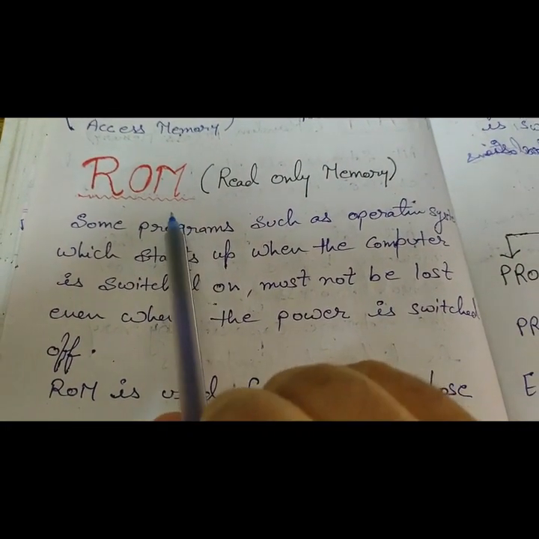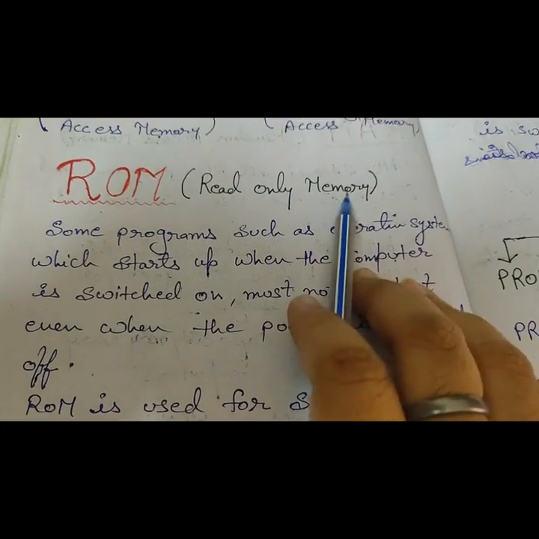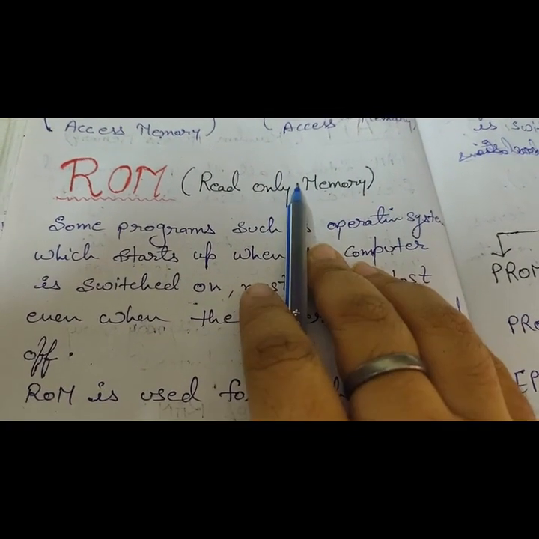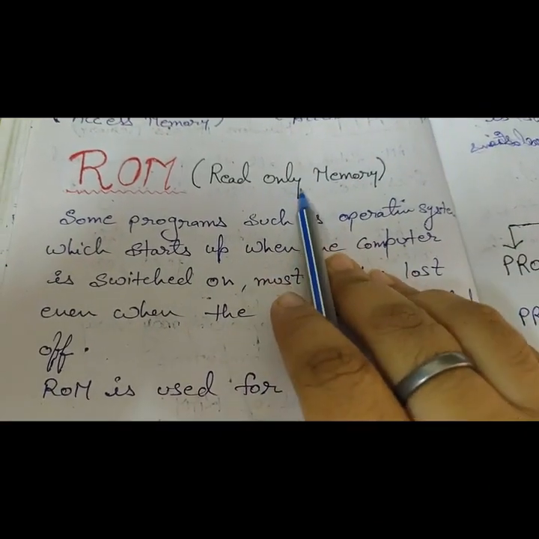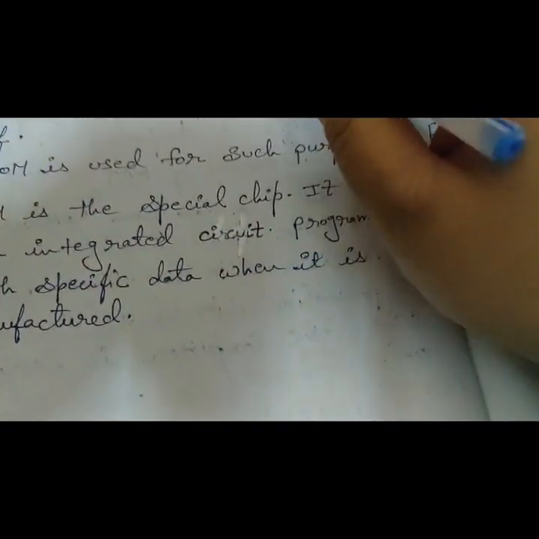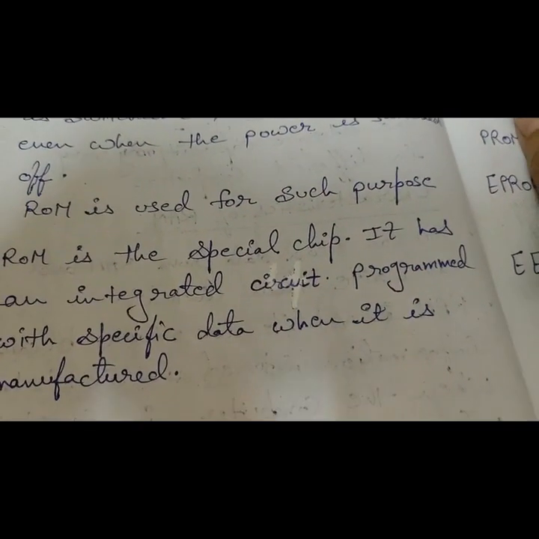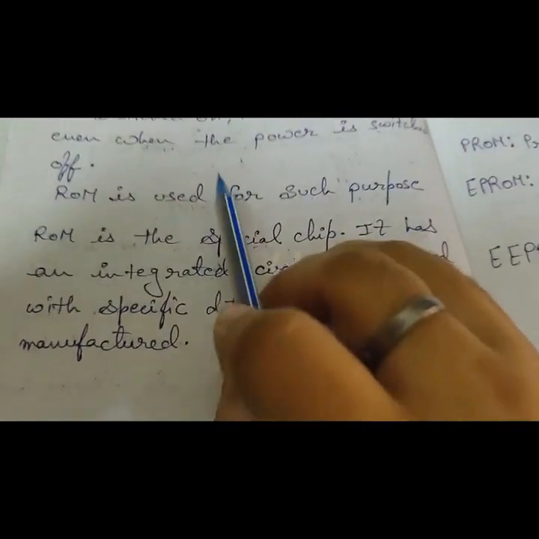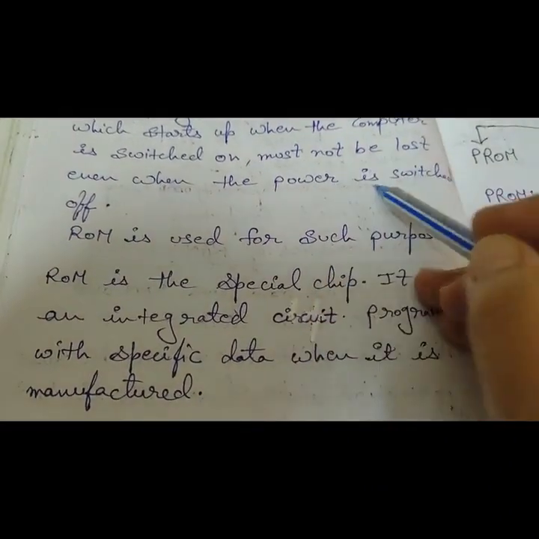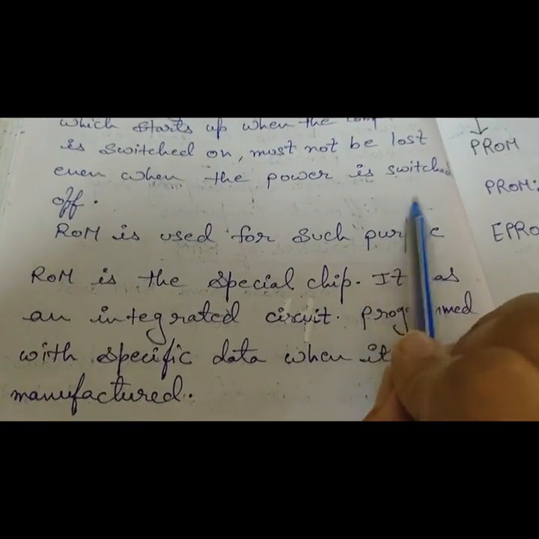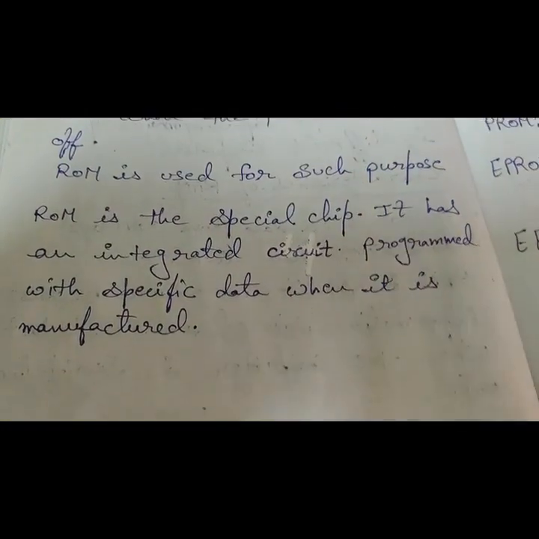All the data which is permanent in nature is stored in ROM. ROM is used for such purposes, meaning all these programs which are permanently stored in the computer are stored in ROM.